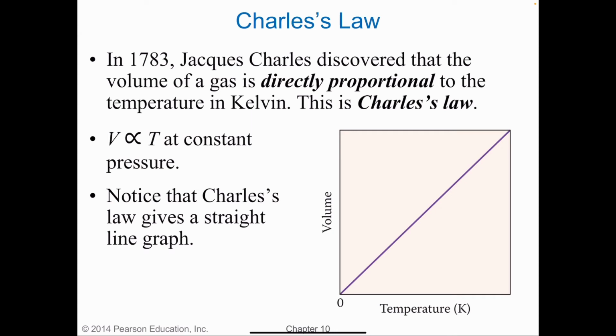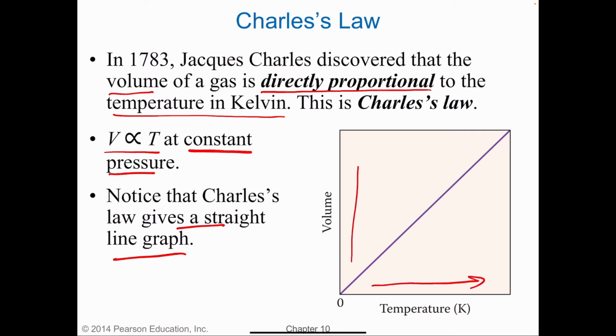Okay, next one, Charles's law. Charles's law is basically about how the volume is directly proportional to the temperature in Kelvin. So here's our proportional symbol again. The volume is proportional to the temperature, and we're assuming constant pressure this time. We're also assuming the sample of the gas, the number of moles or gas particles, is constant. Notice that we get a straight line this time. As the temperature goes up, the volume also goes up. Just a nice simple straight line.